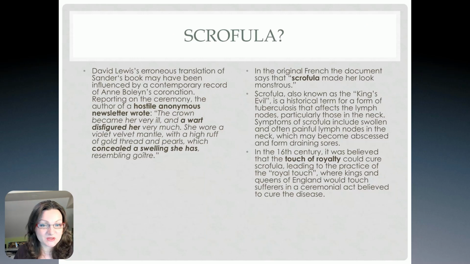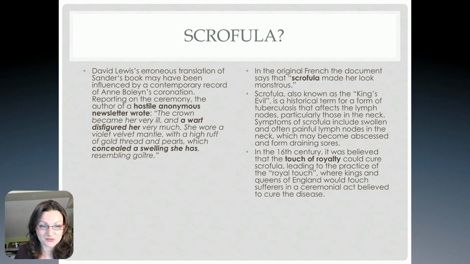Now, David Lewis's erroneous translation of Sanders' book may have been influenced by a contemporary record of Anne Boleyn's coronation. Reporting on the ceremony, the author of a hostile anonymous newsletter wrote that, and I quote, "The crown became her very ill, and the wart disfigured her very much. She wore a violet velvet mantle with a high ruff of gold thread and pearls, which concealed a swelling that she has, resembling goiter." Now, in the French original document, it says that scrofula made her look monstrous.